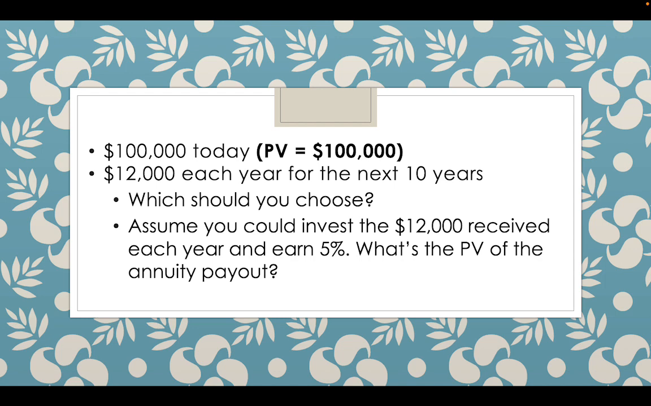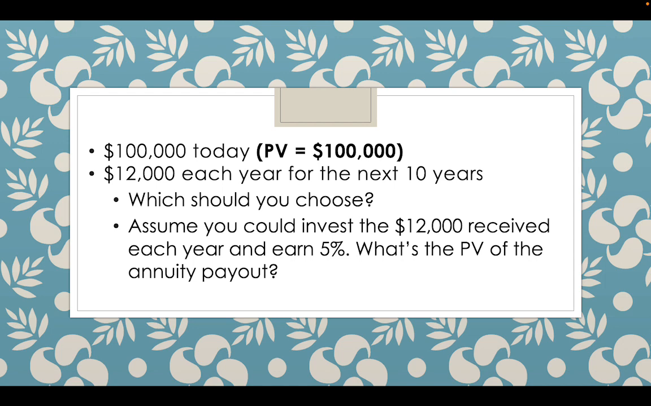If we're going to go to the tables, if we're going to go to the present value of annuity table, I already know what the N is. The N is 10 for the 10 years, but I don't know the I for the interest. So the question is, if I took that $12,000 every year that I received and I invested it, what percent could I make on that?